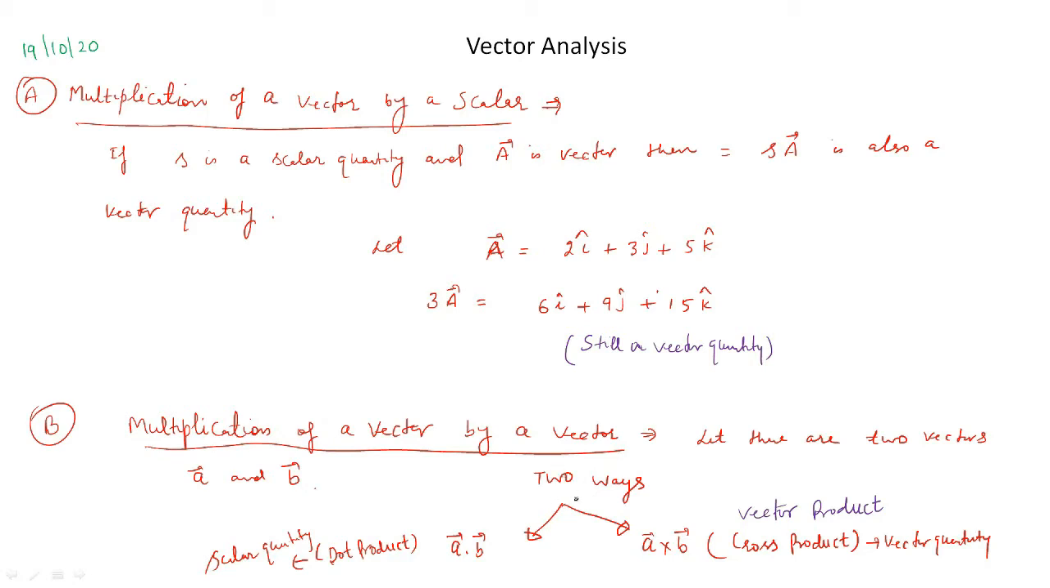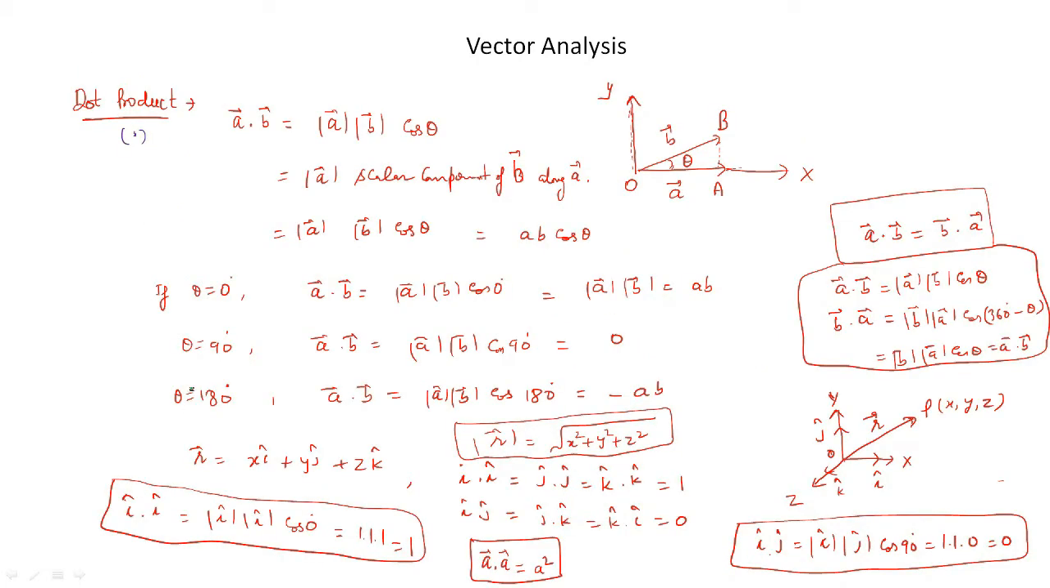The second point is that when a vector quantity is multiplied by a vector quantity, this can be done in two ways. The first way is called the dot product and the second is called the vector product or cross product. When two vector quantities are multiplied by a dot product, it produces a scalar quantity. But when two vector quantities are multiplied by a cross product, it produces a vector quantity. Now first we will discuss the dot product of the two vectors.